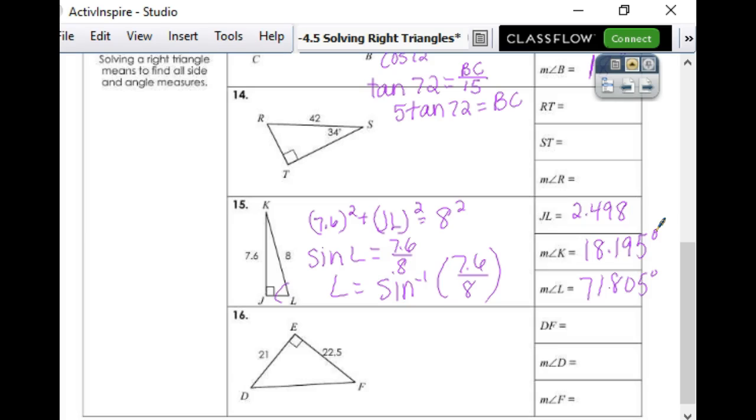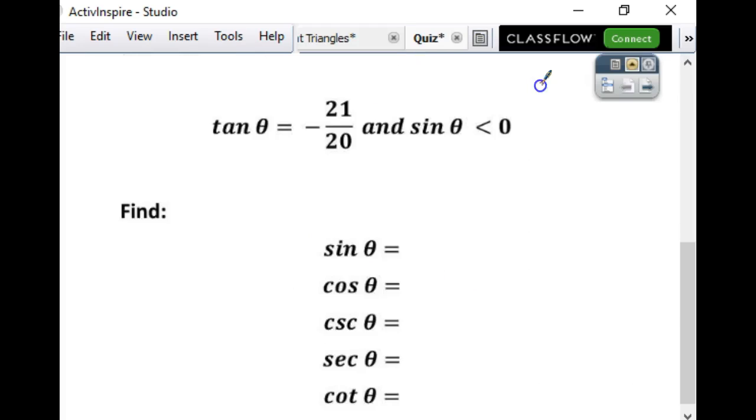Okay, any questions about that? Okay, before I hand out the homework, y'all, everybody watch because a lot of you missed on the quiz. So if the tangent is negative 21 over 20, first of all, tangent is what? Y over x. And it's negative, so I don't know whether that's the y or the x that's negative. I know that y is 21, and I know that x is 20, but I don't know where the negative goes. But I know that sine is less than 0.